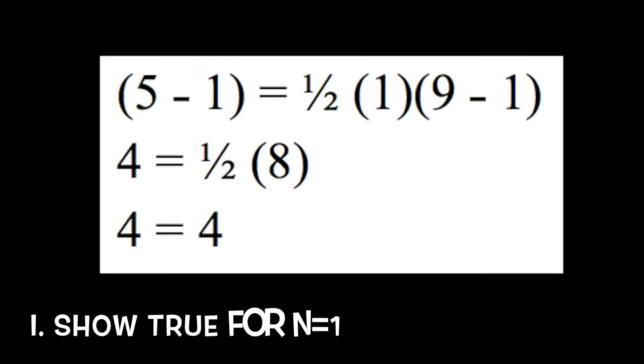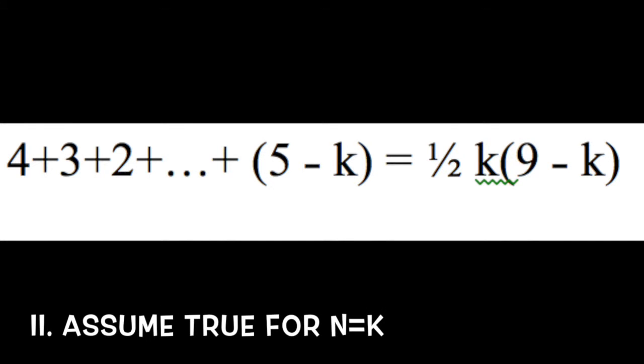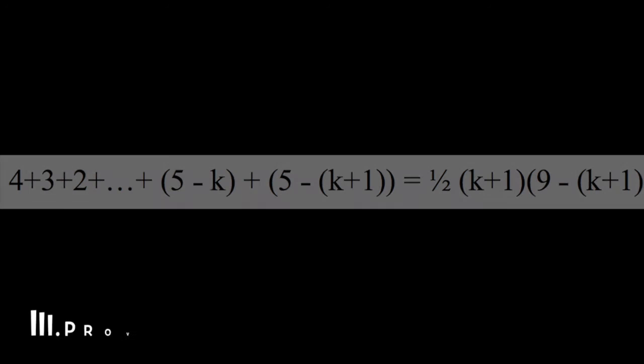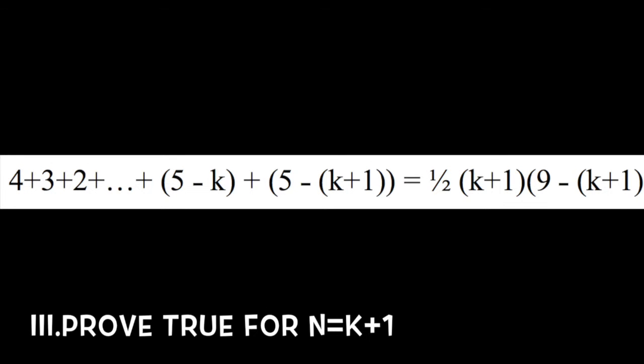The first step in math induction is to show it is true for n equals 1, and to do that, substitute 1 for n and solve. The second step is to assume it is true for n equals k. When doing this, remember to write out the entire series and then substitute for n equals k. The third step is to prove it is true for n equals k plus 1.